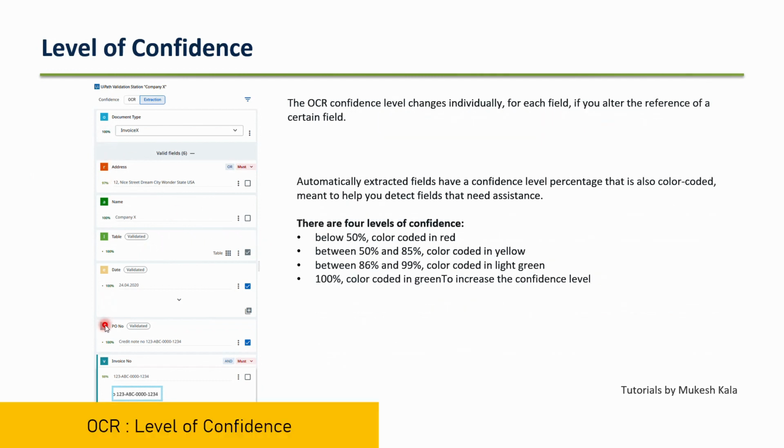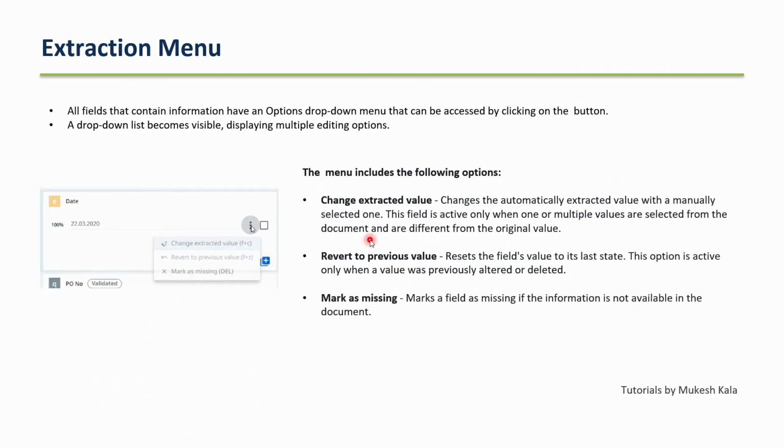The OCR level of confidence might be different for different fields. As we have seen, there are 4 levels of confidence. Below 50% the color is red, between 50 to 85 the color is yellow, 86 to 99 the color is green, and 100% is a distinct green when it is 100% confidence. This is just to show the color coding of the OCR confidence. We have also seen that in this extraction menu you can change the extracted value, you can mark it as missing, or you can revert to the previous value.